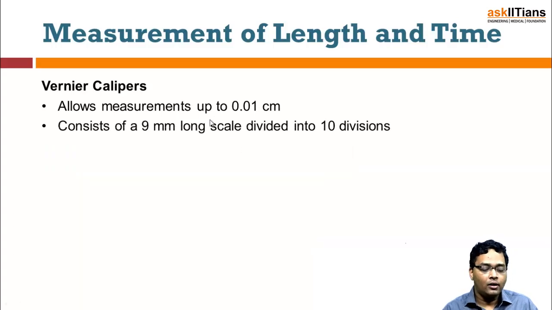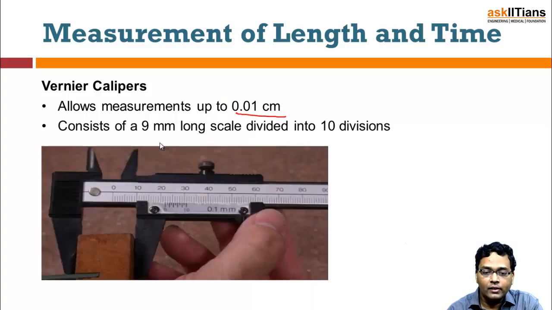So this allows measurements up to 0.01 centimeter. Let's try to look into the figure. So this is a Vernier Caliper that you can see. Now here, this is your main scale and this is the Vernier scale. You can see the least count. Please understand what is the least count. Least count is the minimum possible value that you can measure using any particular instrument. The least count of this is 0.1 millimeter. You cannot go beyond this. Your measurements cannot go beyond this.